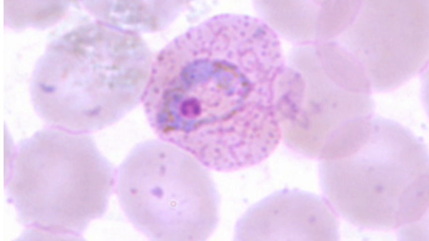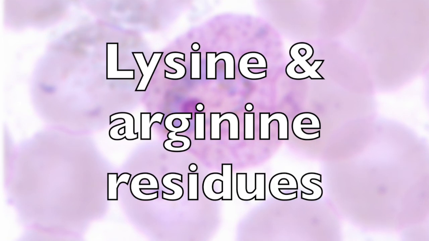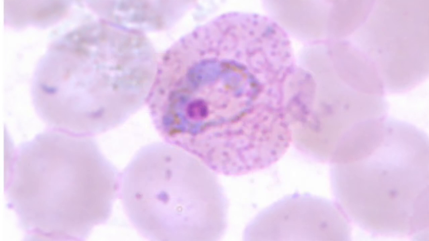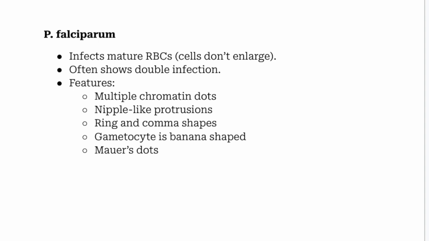I know DNA is actually negative, but because of the histones, specifically the lysine and arginine amino acids, the overall chromatin structure will be a bit positively charged, so the eosin will go and bind it, whereas the methylene blue, being basic, will bind in the cytoplasm, which is relatively acidic. So let's have a look at how you would tell the different species apart.